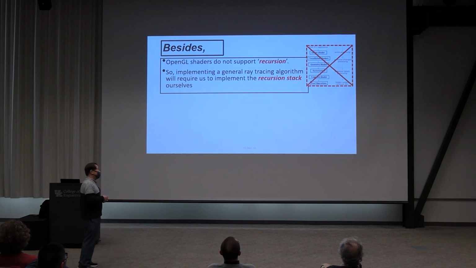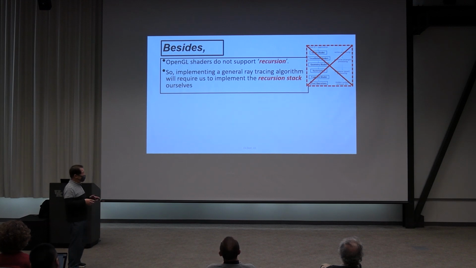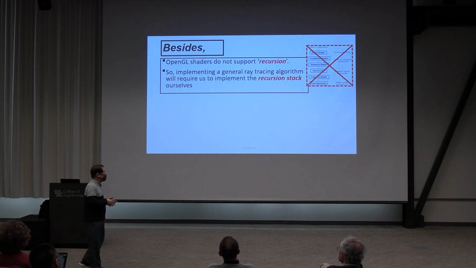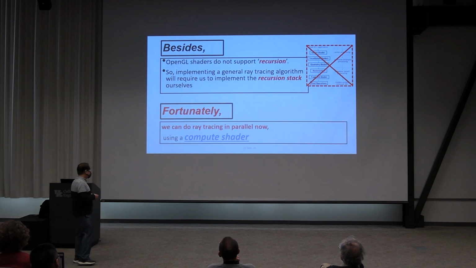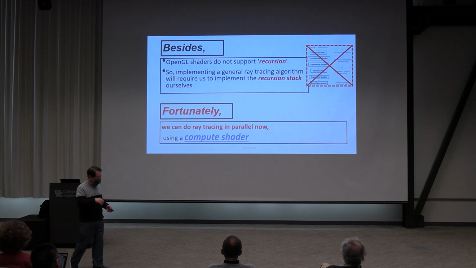Not good. Well, then how will we be able to reduce the computation time from 30 hours to 1 to 2 hours and eventually to less than 15 seconds? Well, fortunately, we can do ray tracing in parallel using a compute shader. So what does this mean?